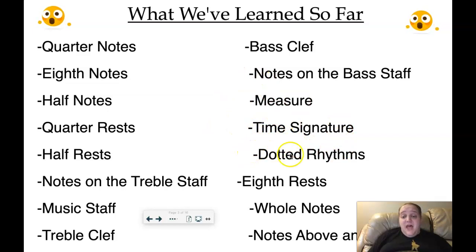Last week we just reviewed dotted rhythms. This year we will review again eighth rests. I don't think we talked about them too much last year. Whole notes, notes above and below the staff. So these are all things we've discussed, and it's only been a couple years together.